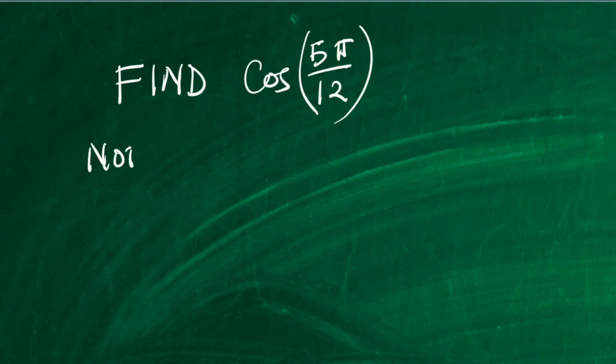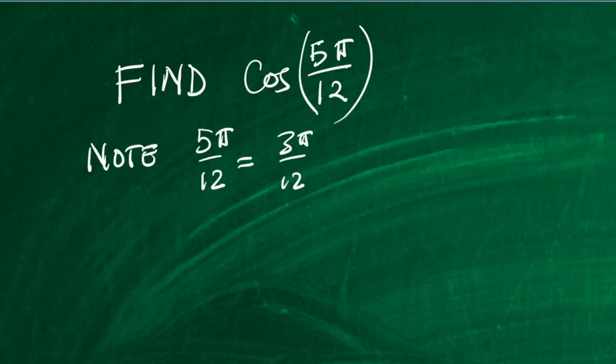To find the value of cosine 5 pi over 12, we are going to write 5 pi over 12 as a sum of angles that we can easily find using our unit circle. So remember, in this question you cannot use a calculator because a calculator will give you a decimal number. But the instruction is very clear that you leave your answer with your radical symbols.